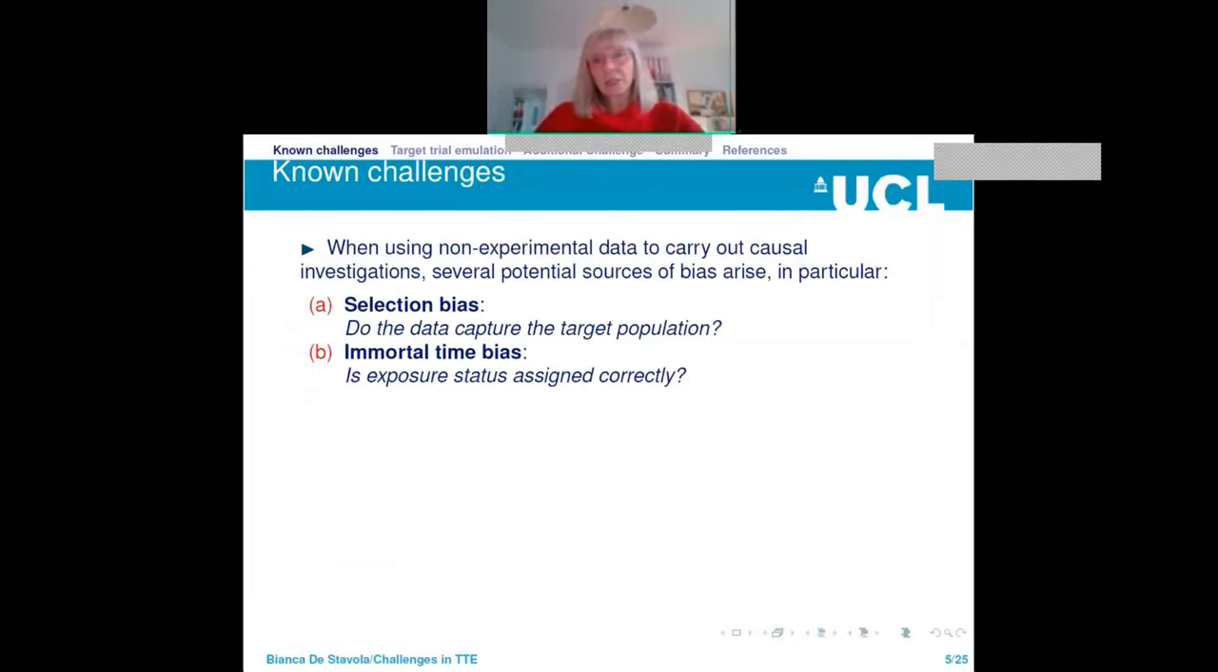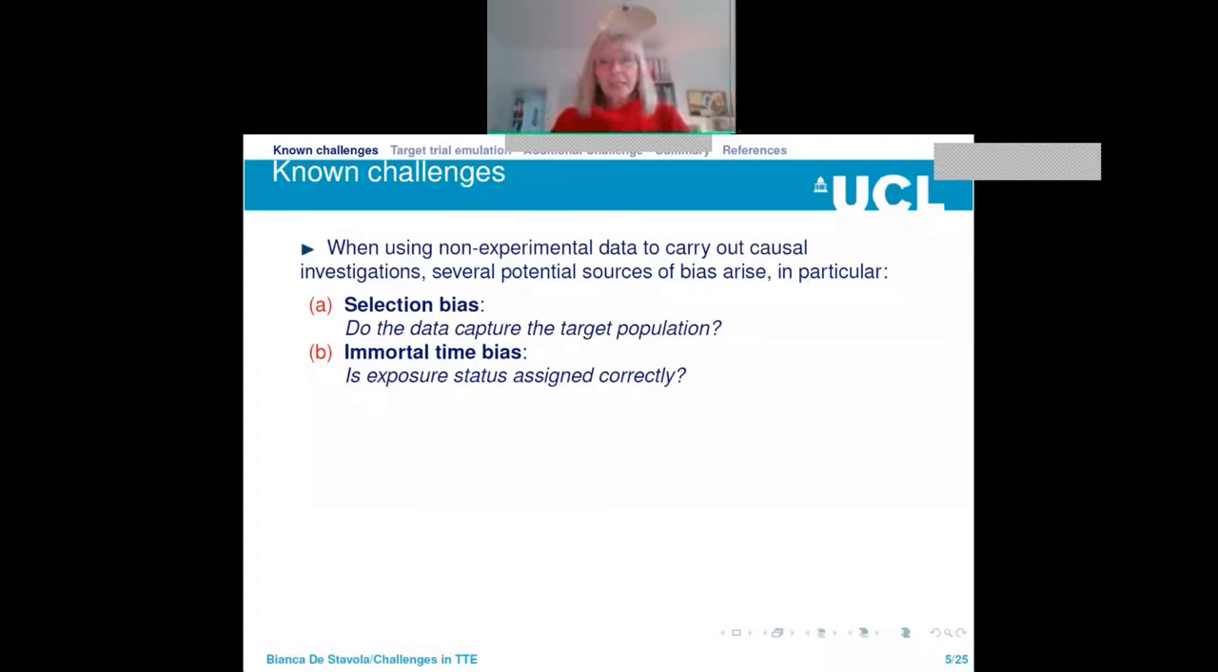So what are the known challenges in analyzing non-experimental data? Well, we know them, and certainly some of them have been discussed during this first week, but surely by the end of this course you will be very familiar with both. The first one is selection bias.